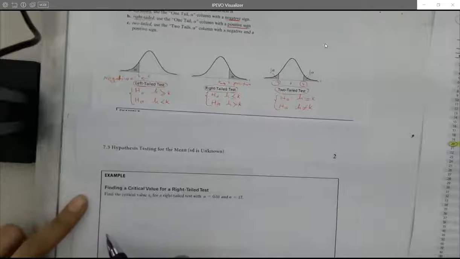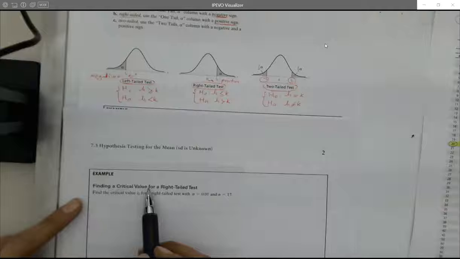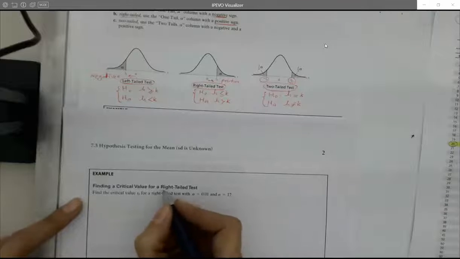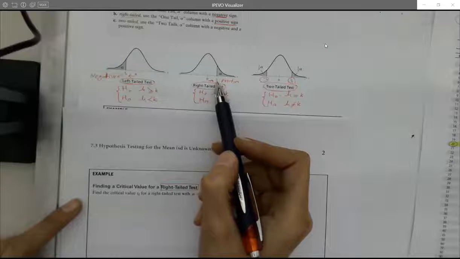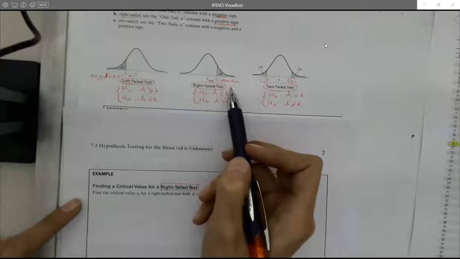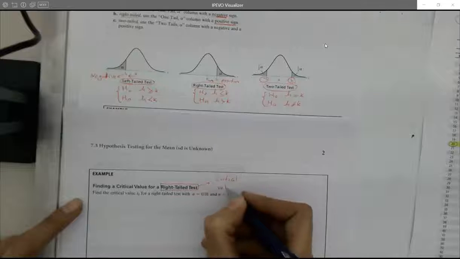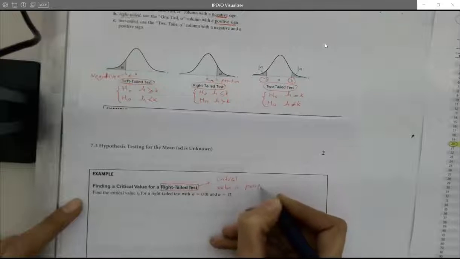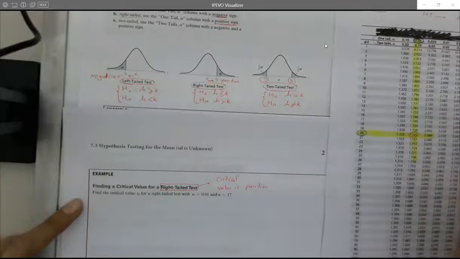Another example. This example says, find critical value for a right-tail test. Okay, so now we are moving on to a right-tailed test. Note that since it's a right-tailed test, your critical value is positive. So quickly write it down. Critical value is positive. It means that after finding the critical value using the table, you don't have to make any changes. You just copy this guy down here.